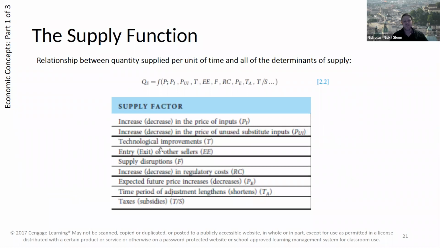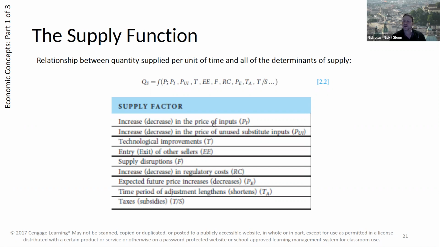Now the supply function. We'll talk about some of the things that go into determining that. The supply, of course, is impacted by the price, as you said, but it's also impacted by the price of the inputs. That is, the labor or the capital, things that go into producing the good you're looking at here. So an increase or decrease in these input prices is going to impact it.